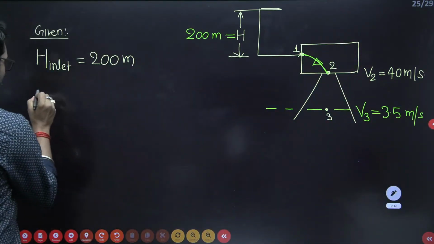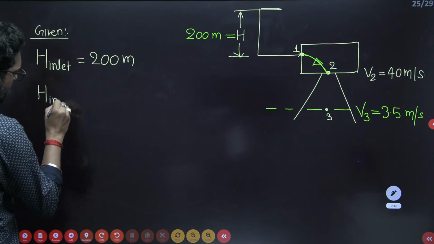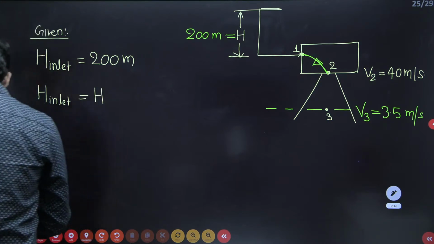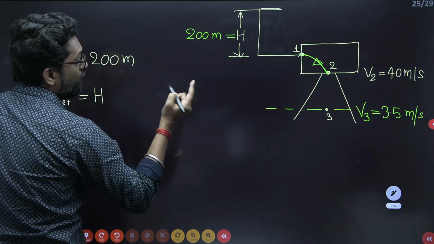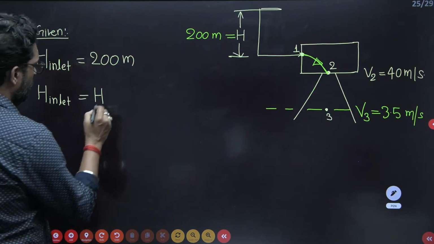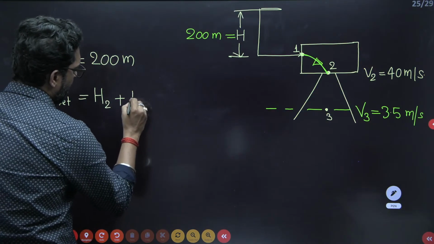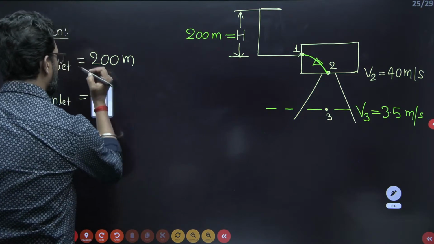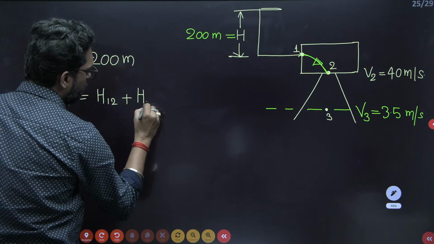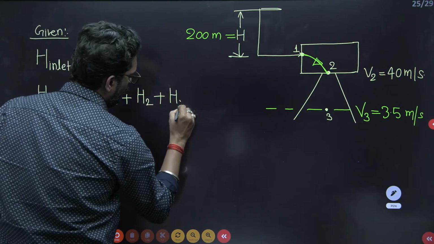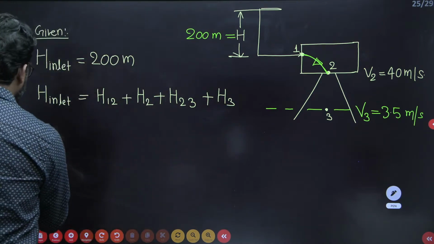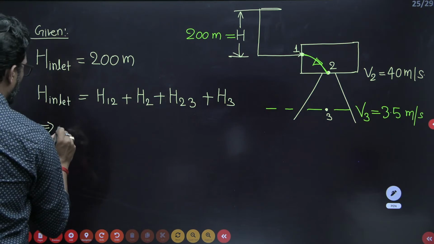Now, H inlet is equal to H of the turbine. That means H2 turbine plus H1 to 2 during the rotor. You can say that: H1 to 2 during the rotor plus H2 exit of the turbine plus H2 to 3 in the draft tube plus H3. Yes or not? Now, H inlet is given, how much? 200.